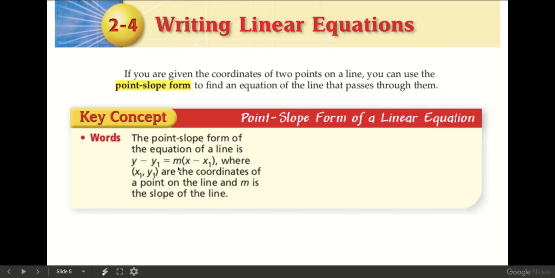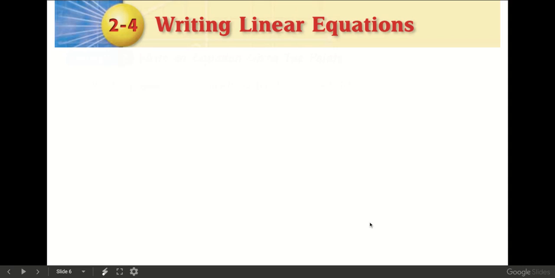m still represents the slope, and the x and y without the subscript of 1 are just the x and y variables. So again, this is our point slope form right here. And these are the places where we make our substitutions, right? A y coordinate, an x coordinate, and a slope. So let's see what that looks like.